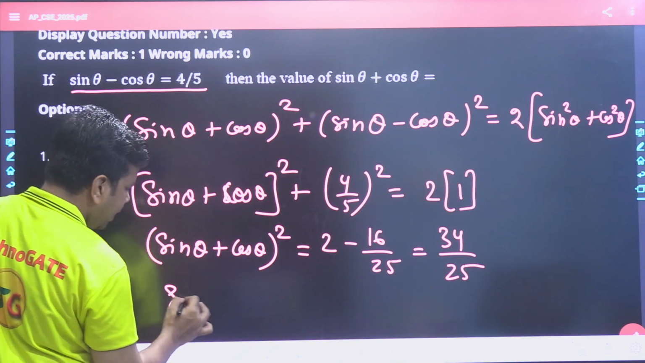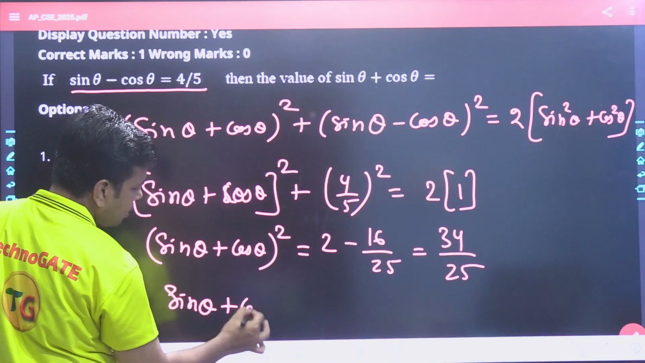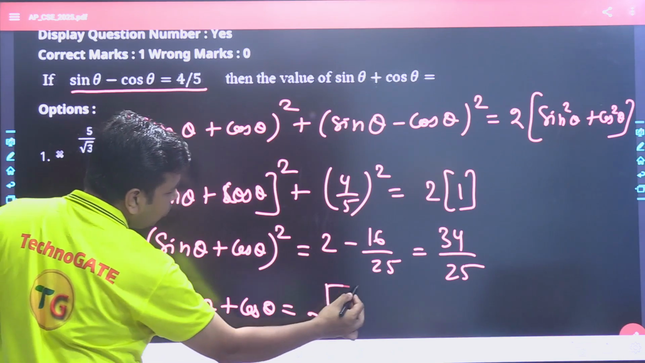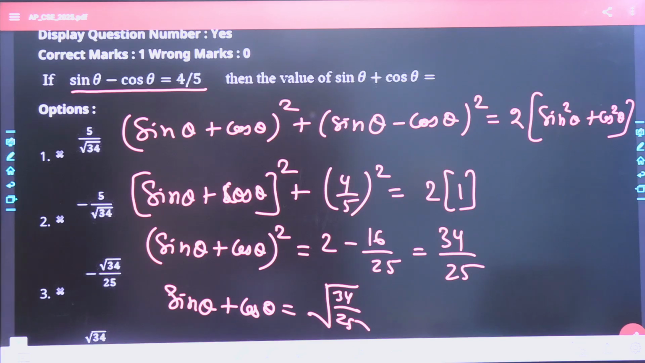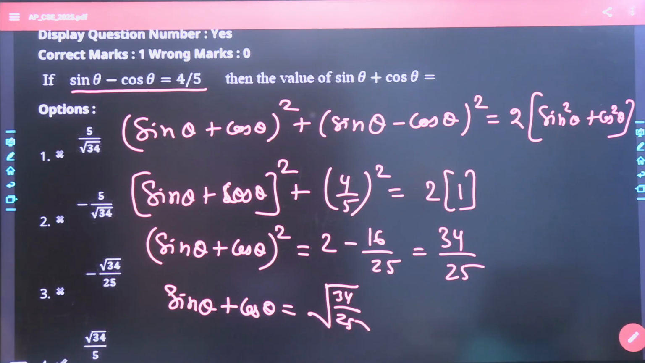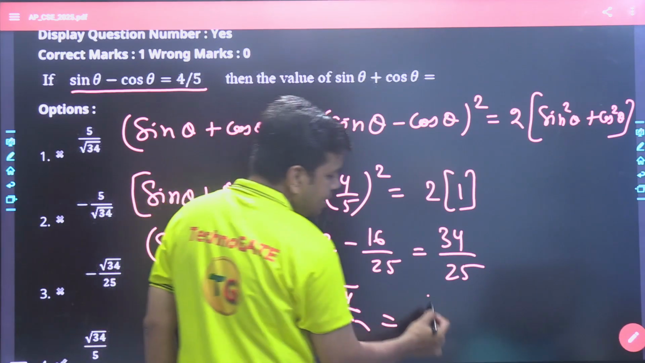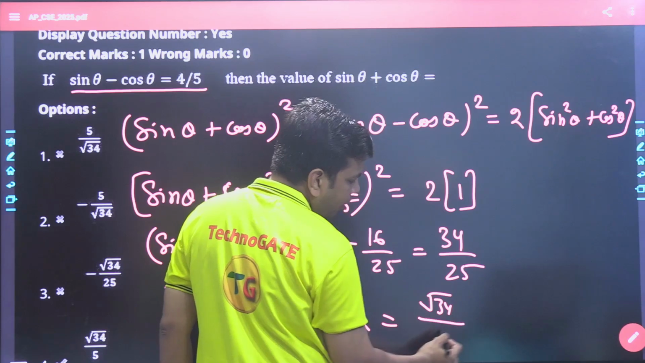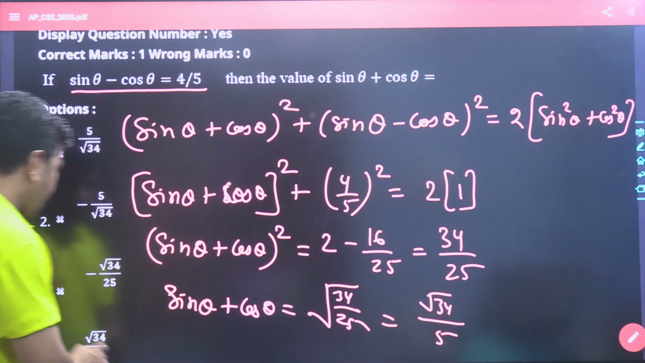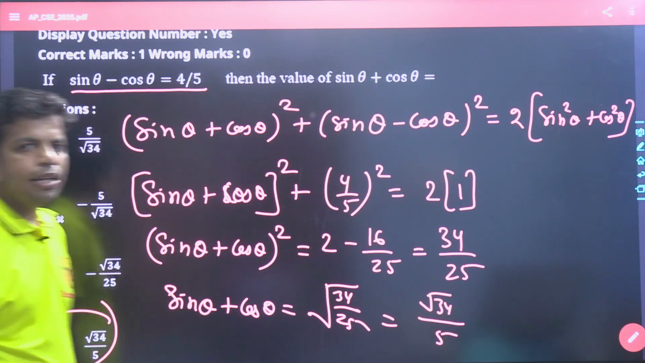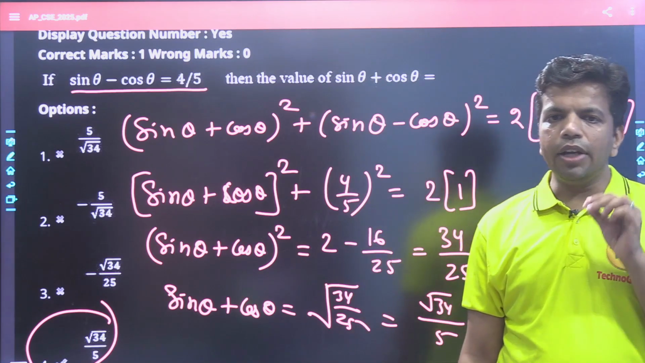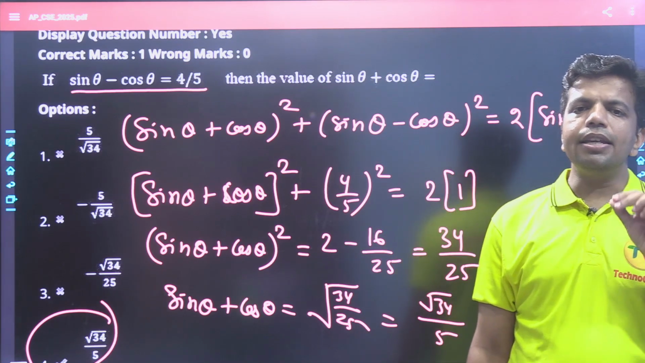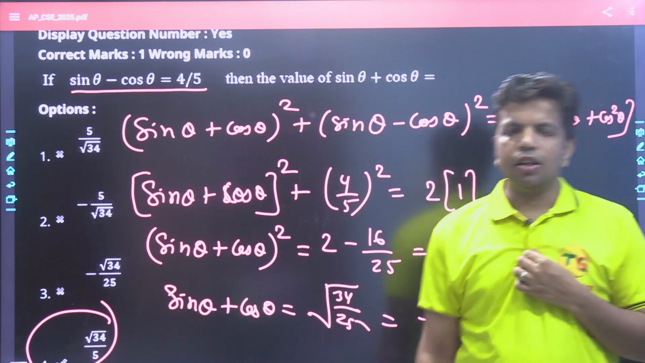The value of sin theta is root of 30, root of, exactly that is your answer. Are you getting that particular answer? Got it?